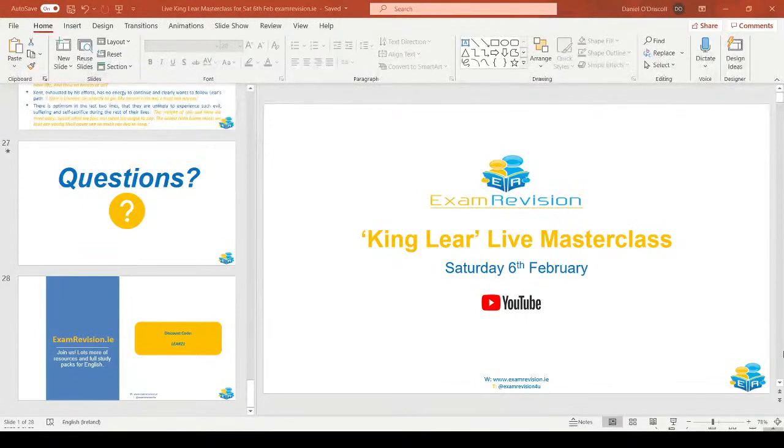So what is Kent's role in the play? Abby is asking that, and it's a nice question. His role is described in more detail in the study pack on ExamRevision.ie. But Kent's role in the play is that of the ultimate loyal servant. He is there to act as a protective figure around Lear, first of all. The loyalty of Kent is something that doesn't wane. There are those that remain loyal to Lear, those that have Lear's best interests at heart.